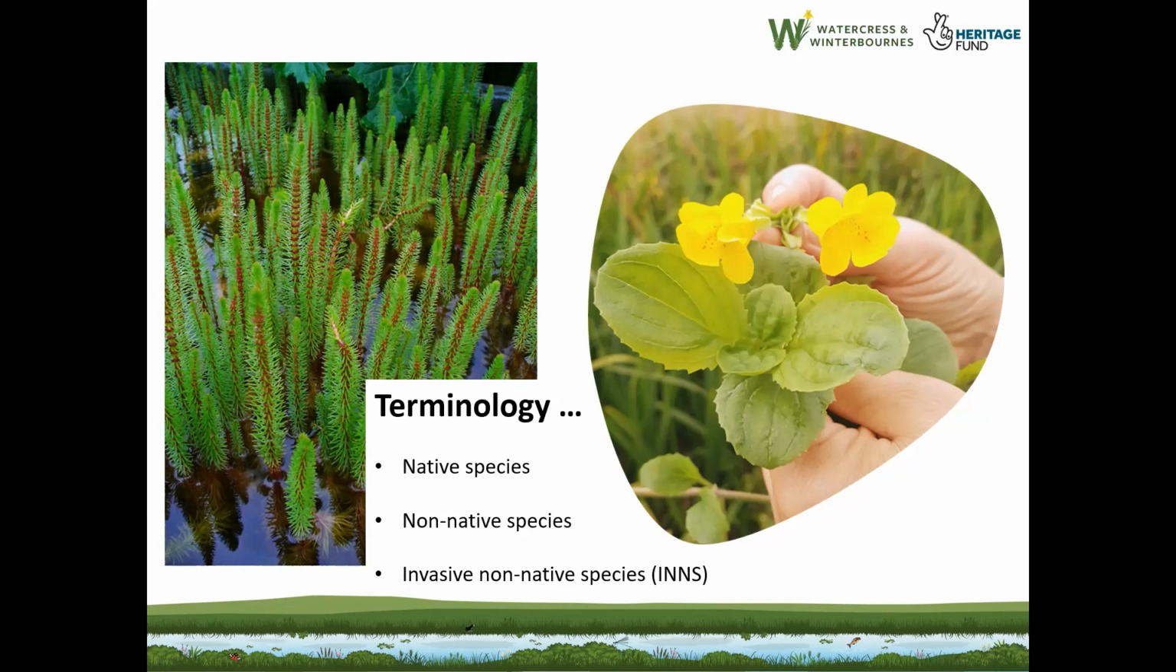The plant on the right is monkey flower. That is a plant that we really don't want to see, and I spend a lot of time working with people to remove that from chalk streams. So you can see here, it's not always about what it looks like, it's more about the plant and is it in the right place.